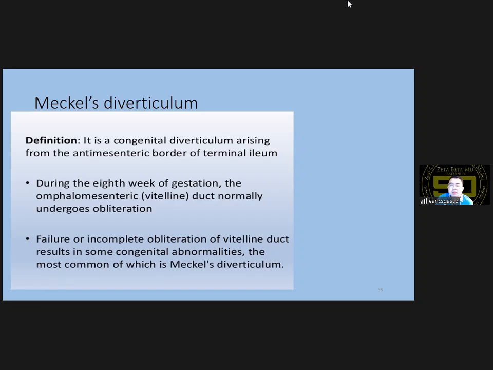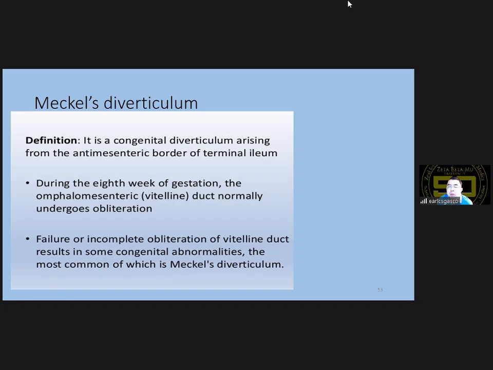During the 8th week of gestation, the omphalomesenteric or vitelline duct normally undergoes obliteration. The vitelline duct, during the early parts of fetal development, is the one that connects the developing embryologic gut to the yolk sac. It's the vitelline duct that connects it for nourishment. So as the fetus grows older and the gut develops, it should undergo obliteration during the 8th week or the second month of fetal life.